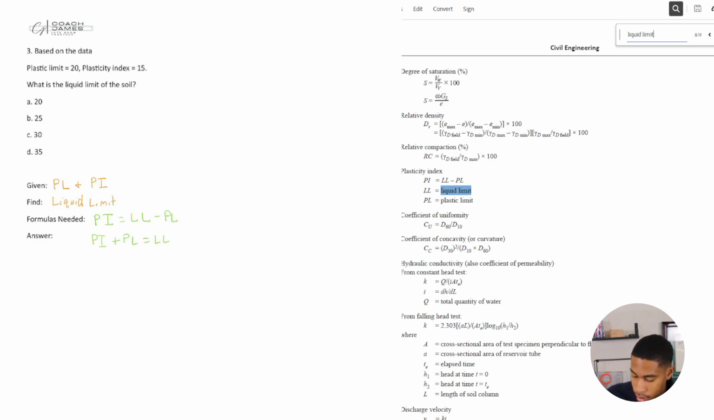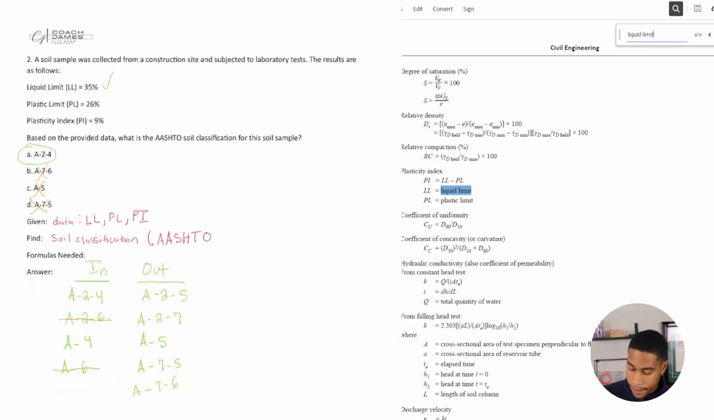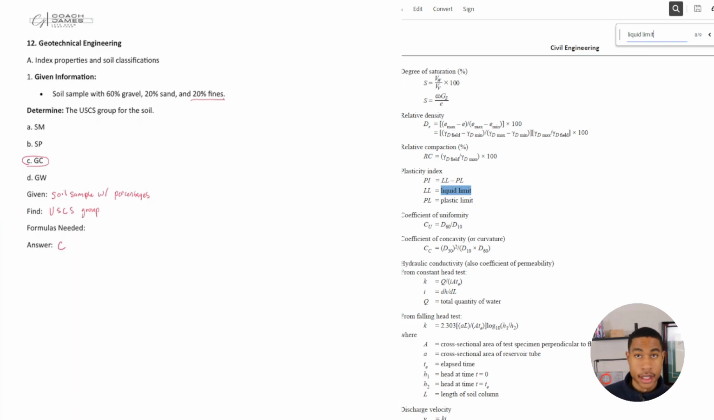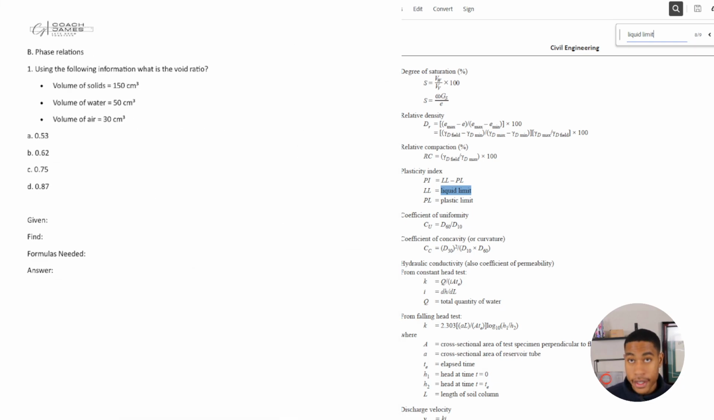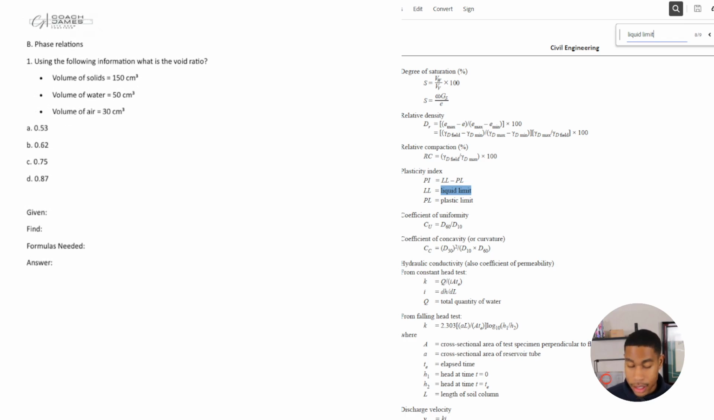All right. So plasticity index is 15, my plastic limit is 20, and that equals 35, which is my liquid limit. So my answer is D. Pretty easy there. All right, I think this concludes our soil classifications and index properties. In the next video, we're going to be looking at phase relations, and so I will see you in the next video.